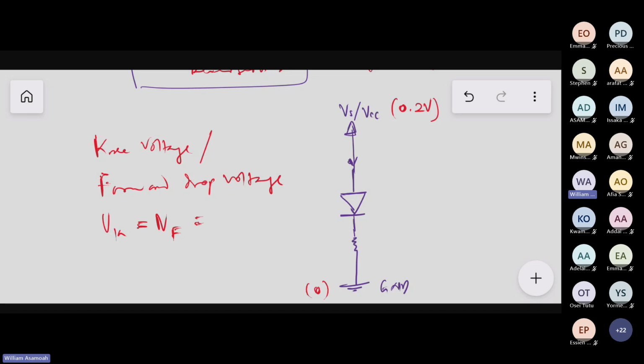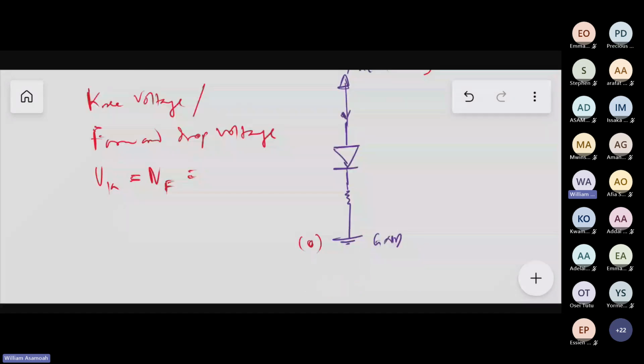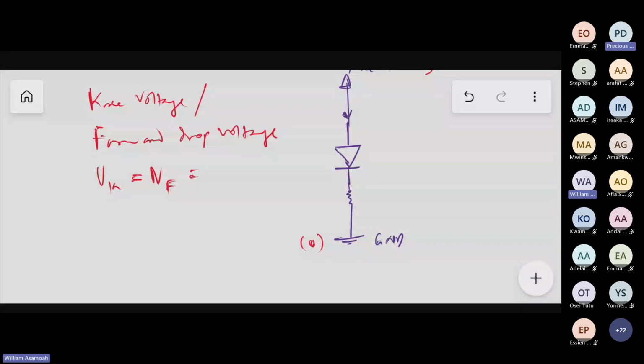strategy. Someone said she can't see my screen. Please, can someone see my screen? Yes, sir. Okay, then kindly check your network. The network is very bad around this time, so you can disconnect and reconnect again. Maybe it will work. I'm so sorry for that.